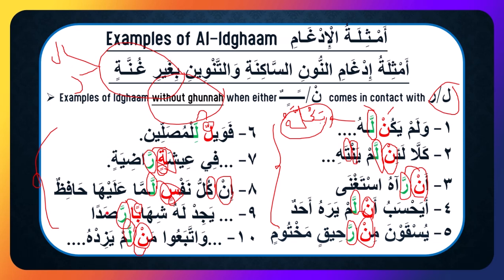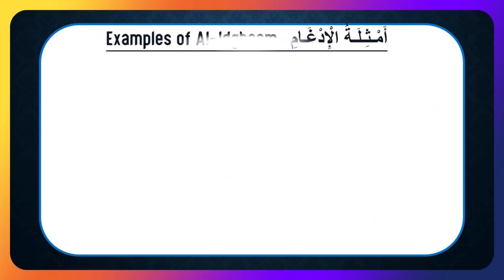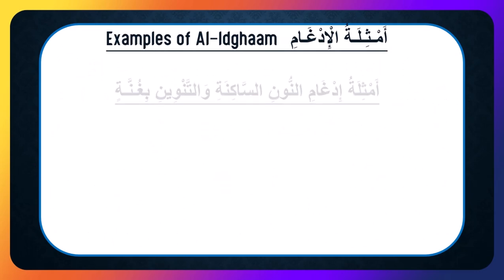And if we pay attention, we notice that the examples we brought are for the three tanweens. We have the Dhammatan here, and we have the Kasratan, and as well we have the Fathatan. So there's basically no difference when it comes to entering a Nuun Saakinah or tanween into any of the letters of idgham. Now we move further to look at examples of al-idgham bi ghunnah, which is the second type of idgham.